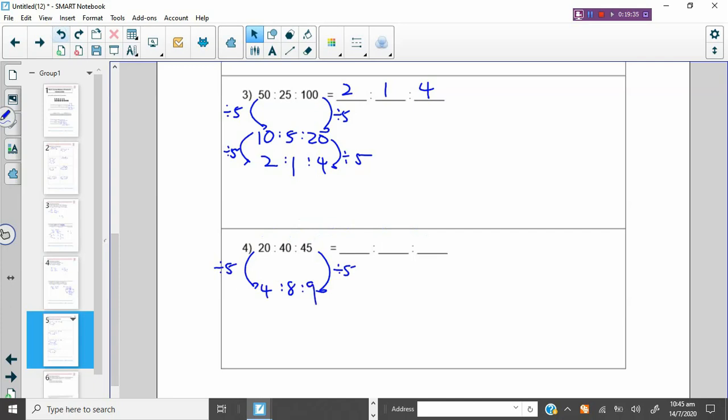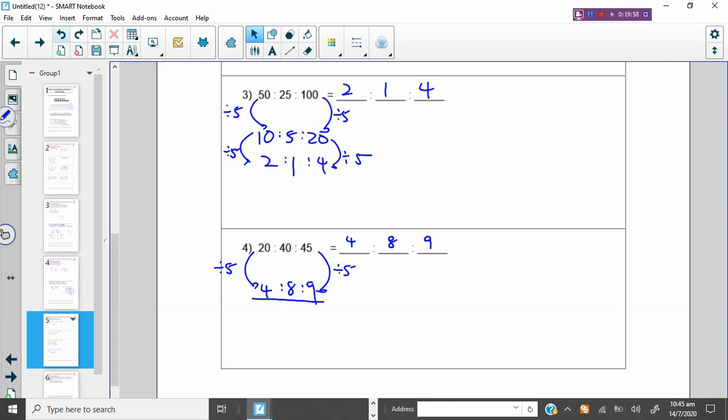Alright, can you divide some more? Well, if you look at the 4 and 8 and 9, can you divide all of them by 2? Cannot. Can you divide all of them by 3? Cannot. Can you divide all of them by 9? Also cannot. So this will be the simplest form. So 4, 8, 9. Okay, 4 is to 8 is to 9. So that's how you simplify the ratio.